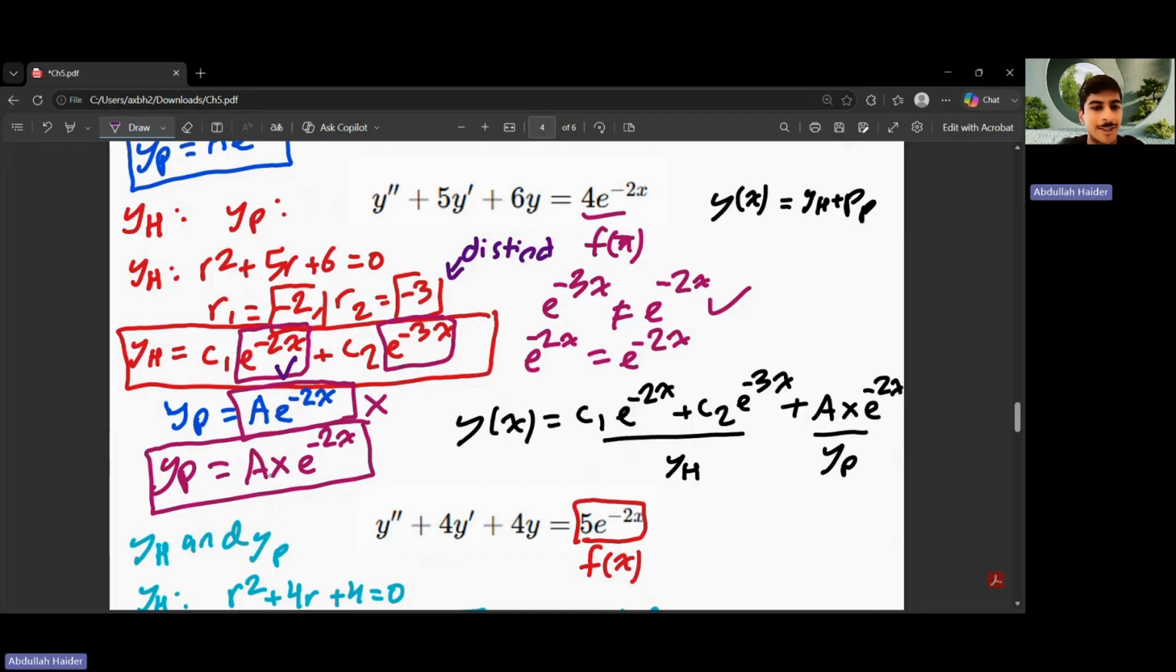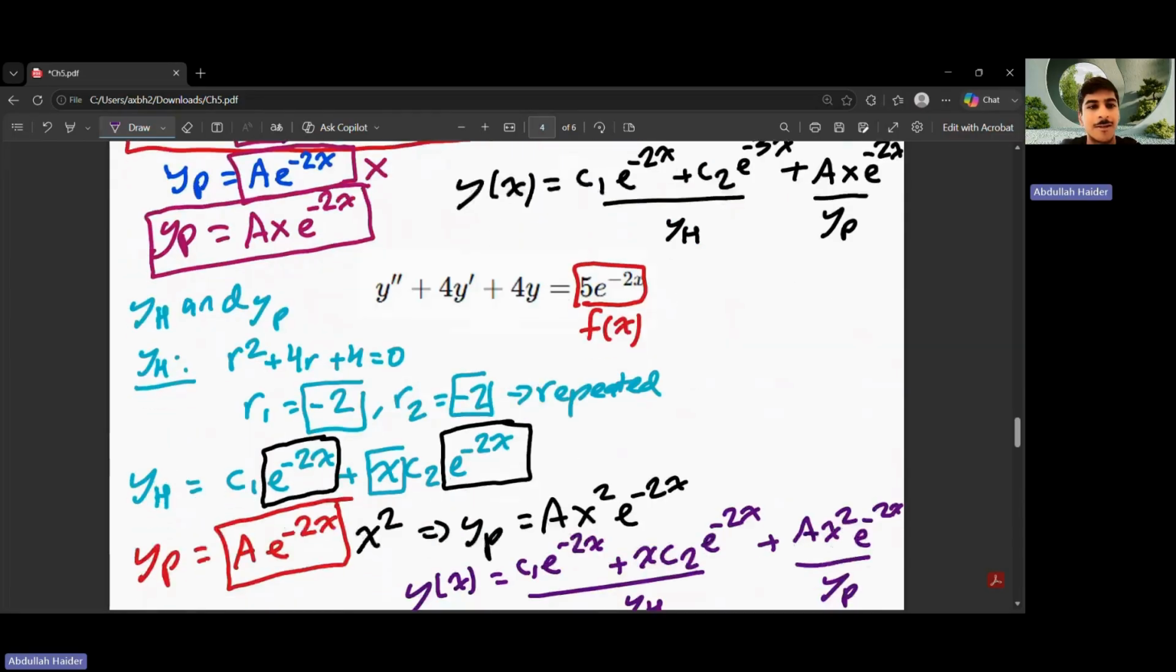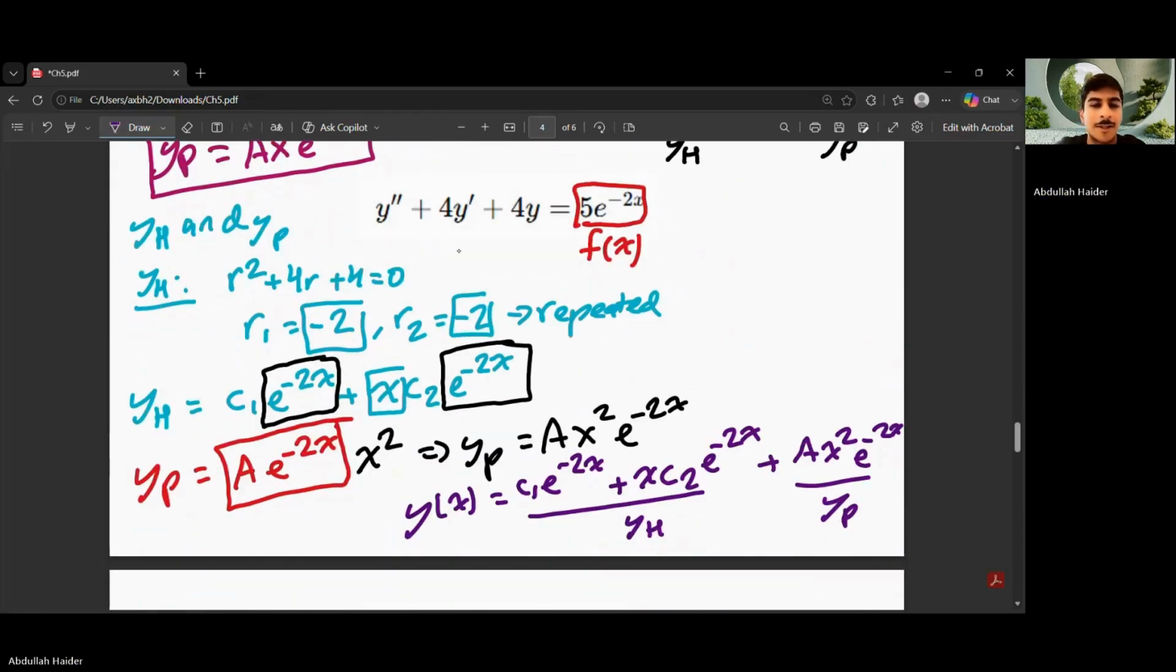Why x here? Because the f of x here, which is e power negative 2x, is appearing once in the homogeneous solution. So multiply this by x, and it becomes a x e power negative 2x, and then you combine the solution yh and yp. Finally, this is a method of undetermined coefficients as well.